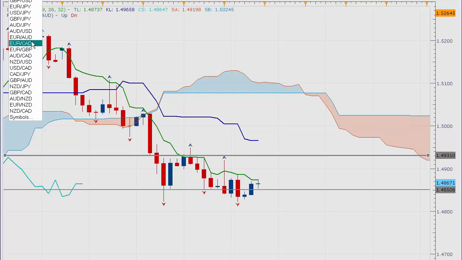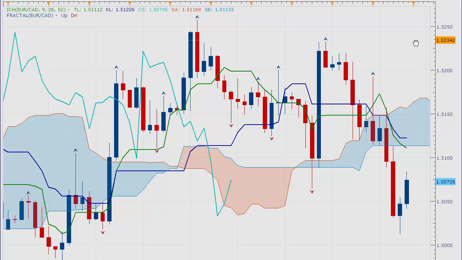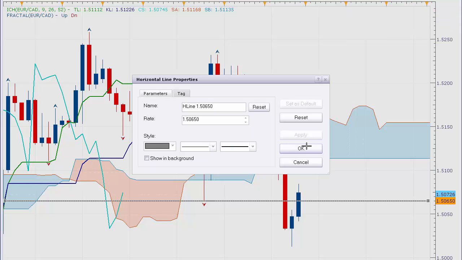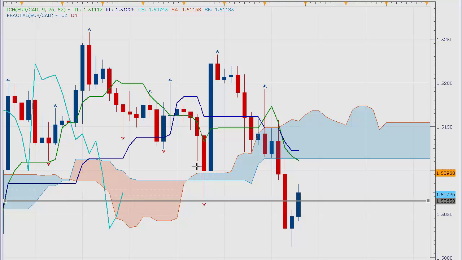So, Euro CAD. Got to be quick because I'm running out of time. Again, we were in a nice downtrend. We pulled back. We've pulled back to this level here. We've got a nice low there. We went back up, pulled back down. Now it looks like price is going to break through that level.